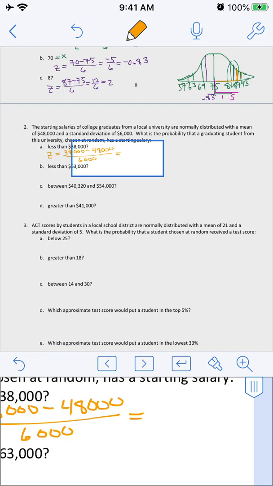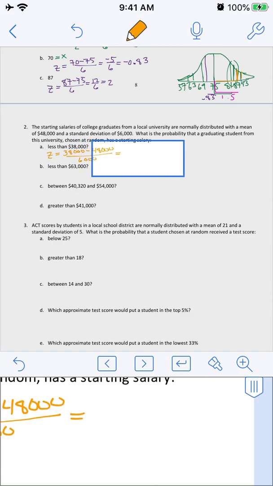We get, no, just kidding. 38 minus 48 divided by 6. We get negative 1.67. Remember, we're going to round to 2 decimal places. Technically, we get 1.6666666, but we would round that second one up to 7, right? 5 and above, you round up. 4 and below, you let it go. Okay. Well, that's all fine and dandy, but that's not a probability, right?